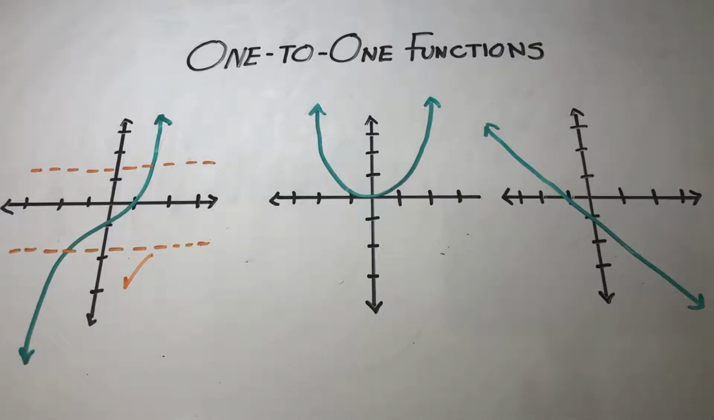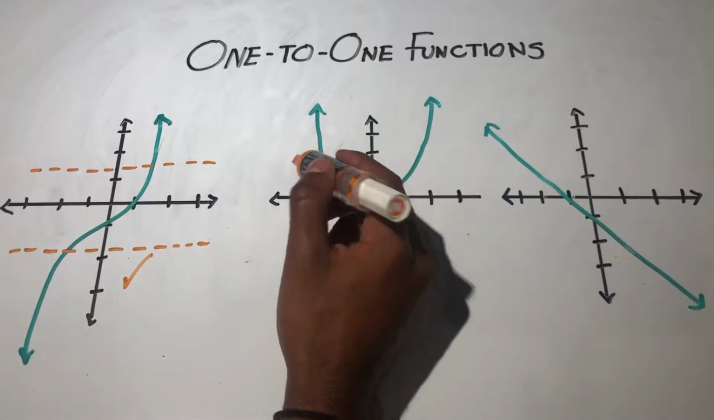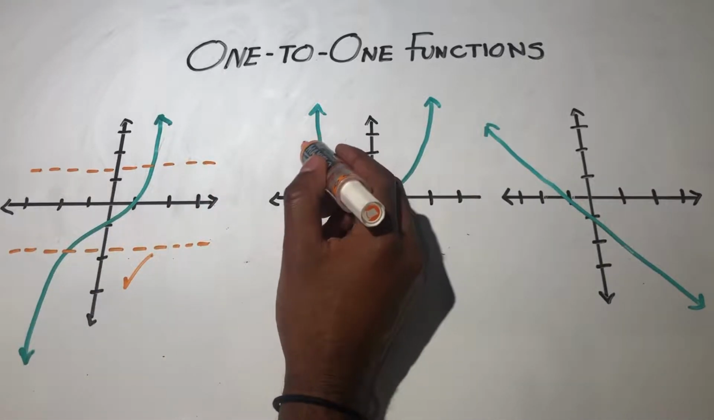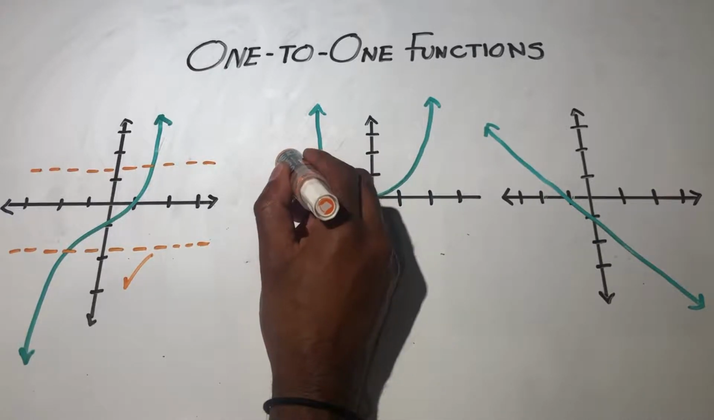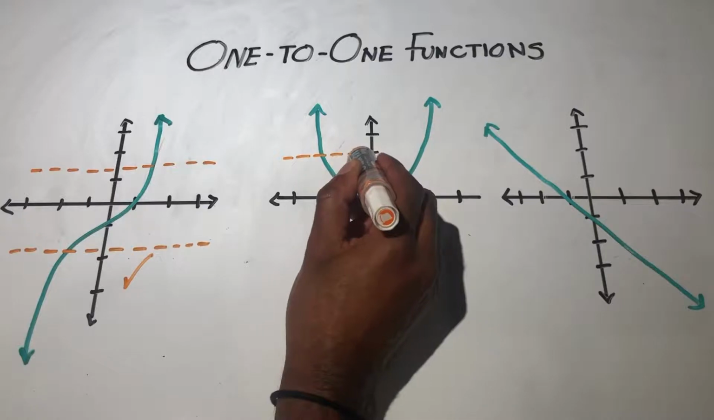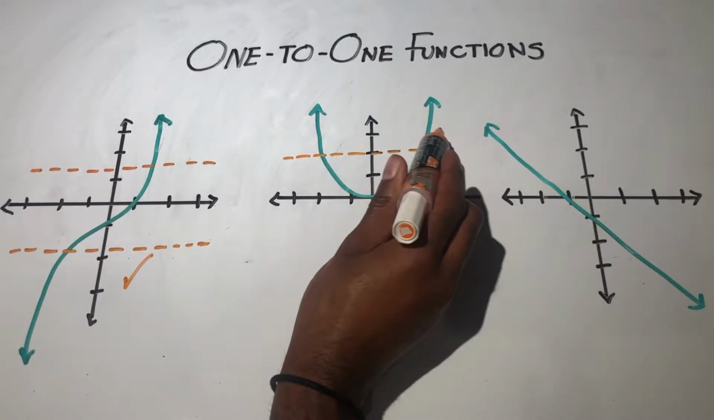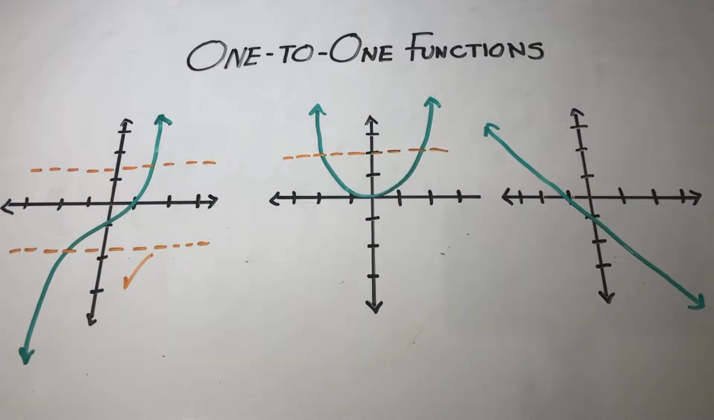If we look at the next example, we can see that we have a parabola. And if we apply the horizontal line test, excuse me, I don't know why I keep saying vertical line test. If we apply the horizontal line test right here, we can see that the line crosses the graph more than once. And immediately we can say that this is not a one-to-one function and therefore does not have an inverse.